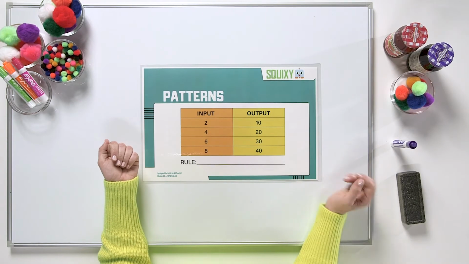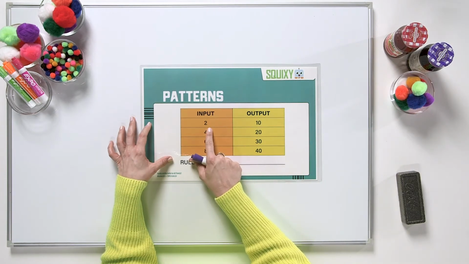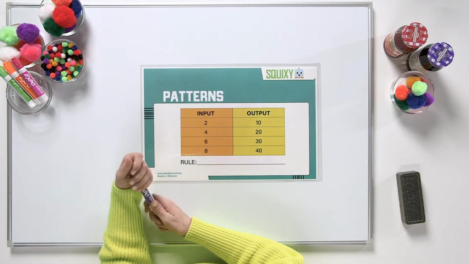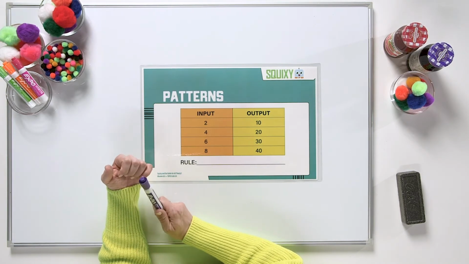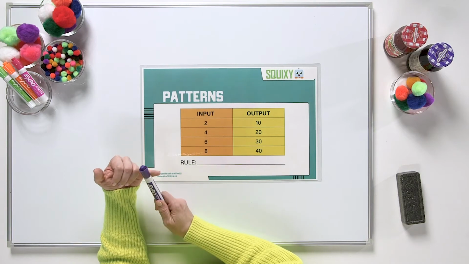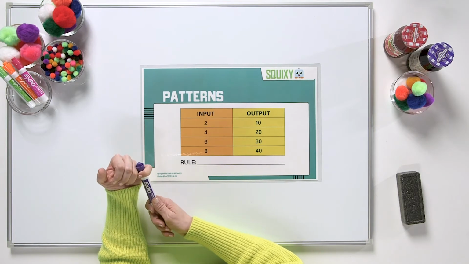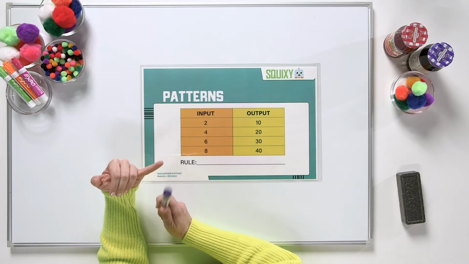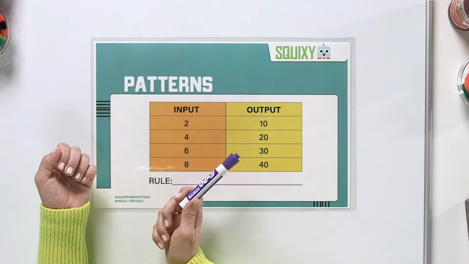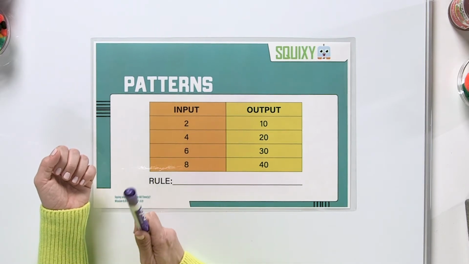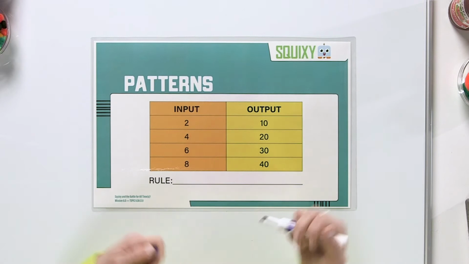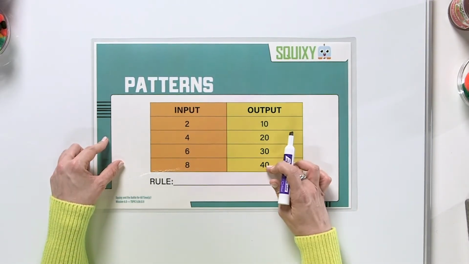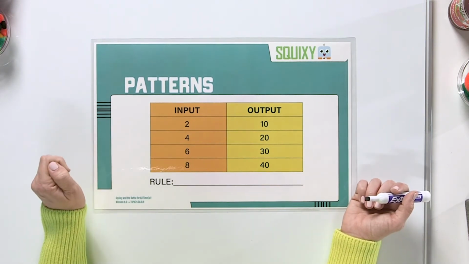Let's look at these numbers. If I'm comparing the number in the input column to the number in the output column, I can see that the 2 somehow turns into a 10. 10 is bigger than 2, so it must be growing. That means that my choices are addition or multiplication. 2 plus 8 is 10, but 4 plus 8 is not 20. And since the rule needs to make sense for every single relationship, that's not going to work.